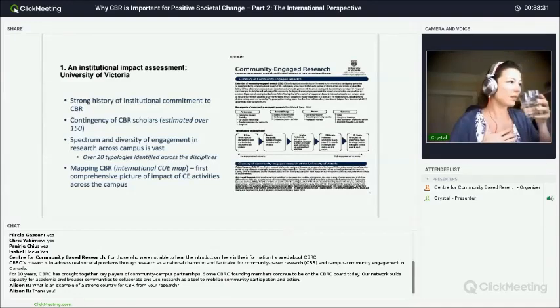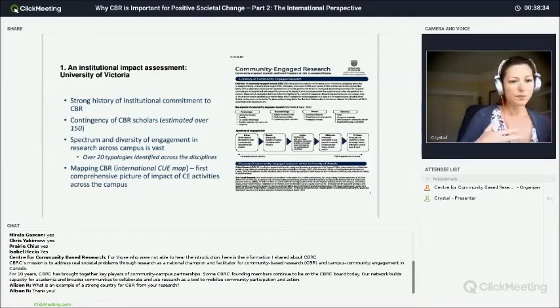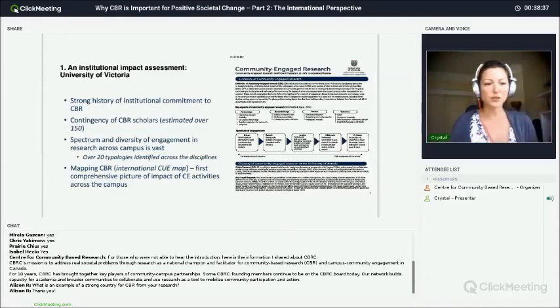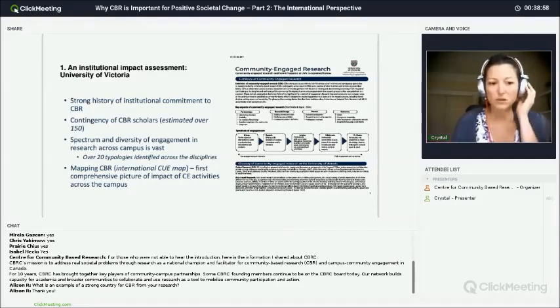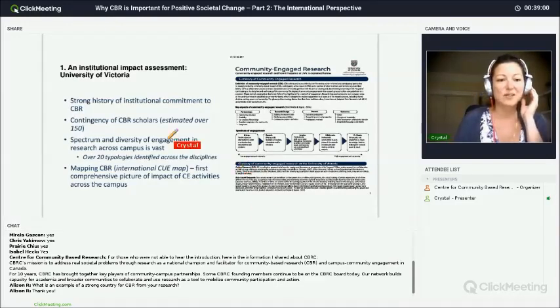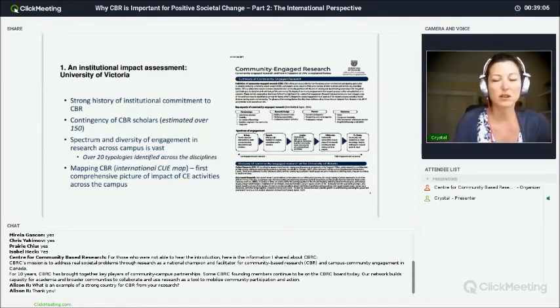So I'll just speak to three case studies that I think may be interesting to give some more examples of CBR as an avenue, as a tool for creating positive social change. One is an institutional impact assessment that I did at UVic in 2016. For those of you that might not be familiar with the University of Victoria, there's quite a strong institutional commitment to support CBR.